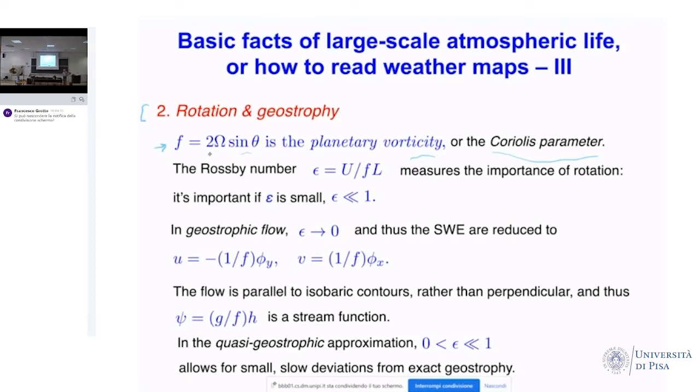So geostrophy breaks down near the equator, but only very close to the equator. It's very interesting that when you do the dimensional analysis of the equations of motion, you realize that it's only very close to the equator, like 10 or even 5 degrees, that the flow is really equatorward near the surface.